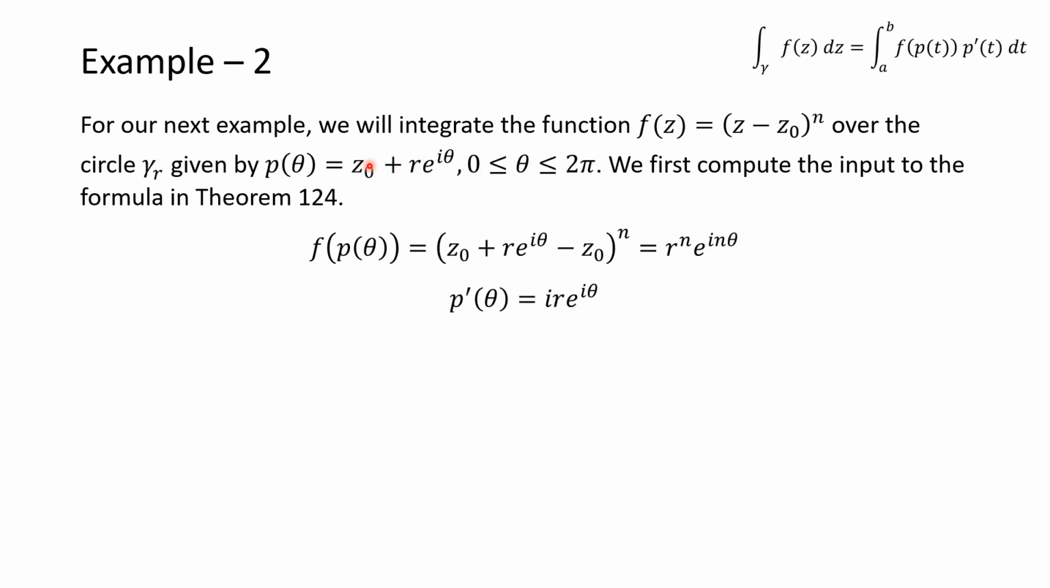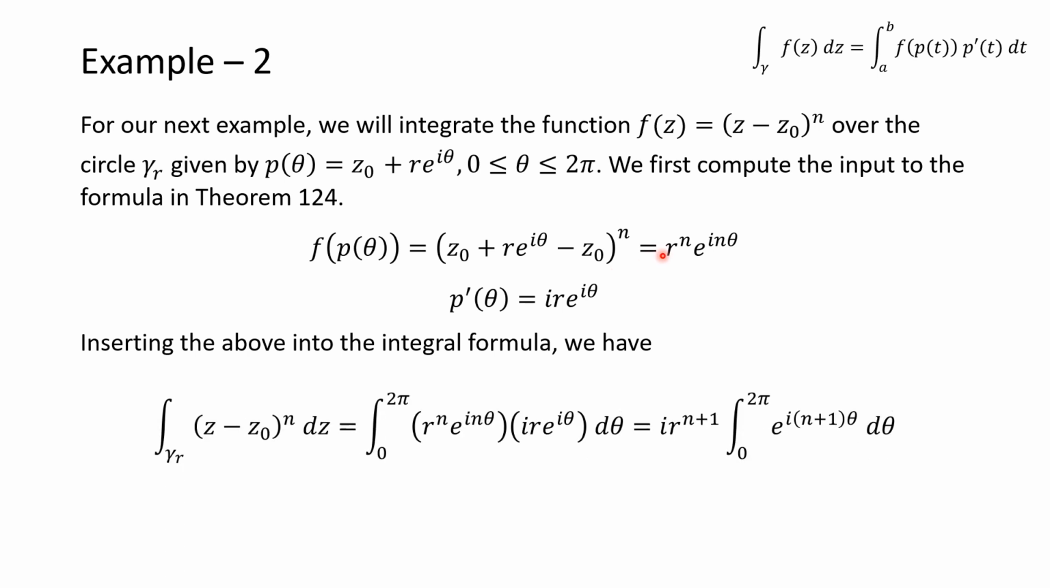Then we take the derivative. z sub 0 is a constant, so its derivative is 0. Then we use the chain rule on e to the i theta and get i e to the i theta times r. So these are the two things we need for our formula. Plug this into here, this into here.